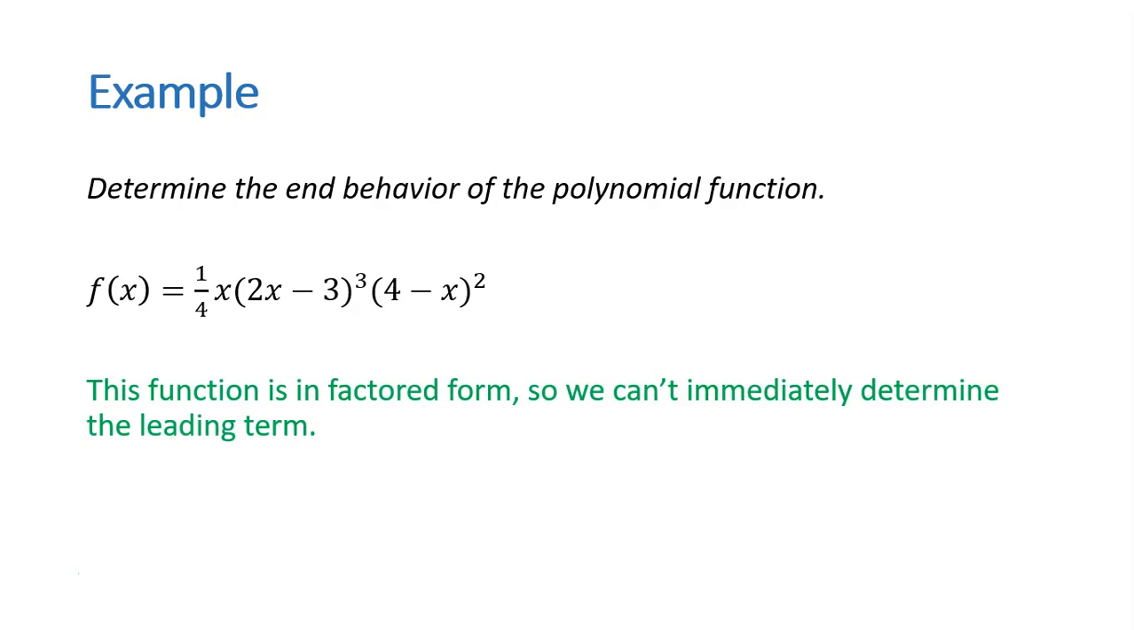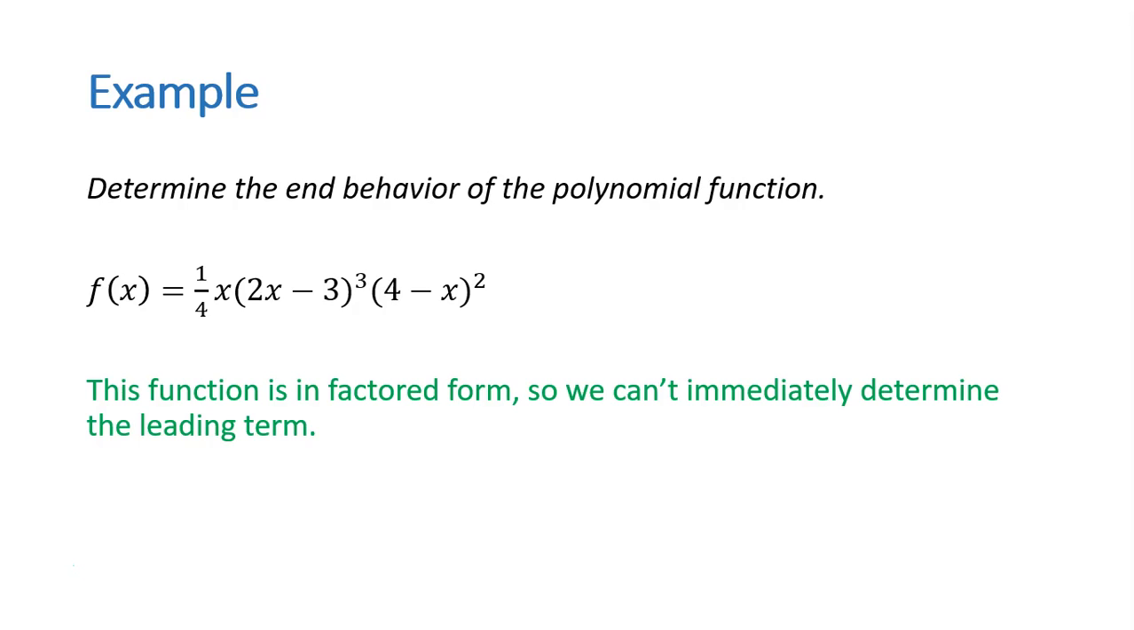Because this function is in factored form, we can't immediately determine the leading term. We have factors, not terms. So if we want the leading term, conceptually, we'd have to take all of these factors and multiply everything back out, completely distribute this whole problem so that we could then find the term that has the highest exponent. Initially, it looks like the highest exponent is going to be 3, but if you think conceptually about what this would look like once we multiply everything out, we may have exponents that are going to be higher than 3. So in its form right now, we can't actually determine the leading term.